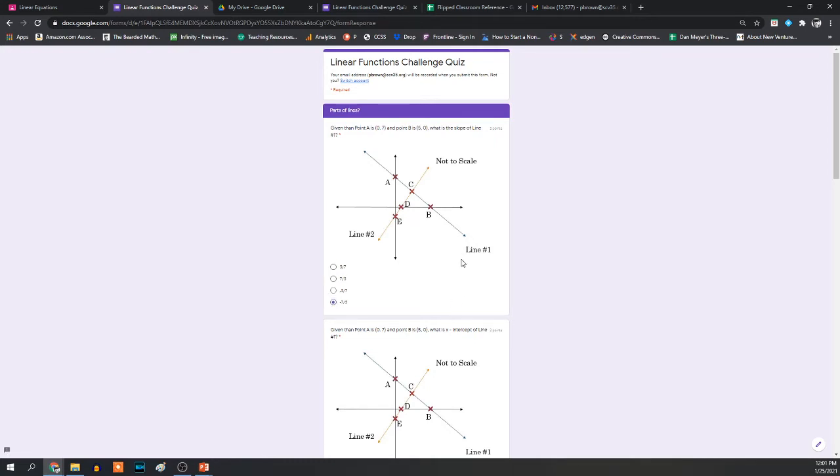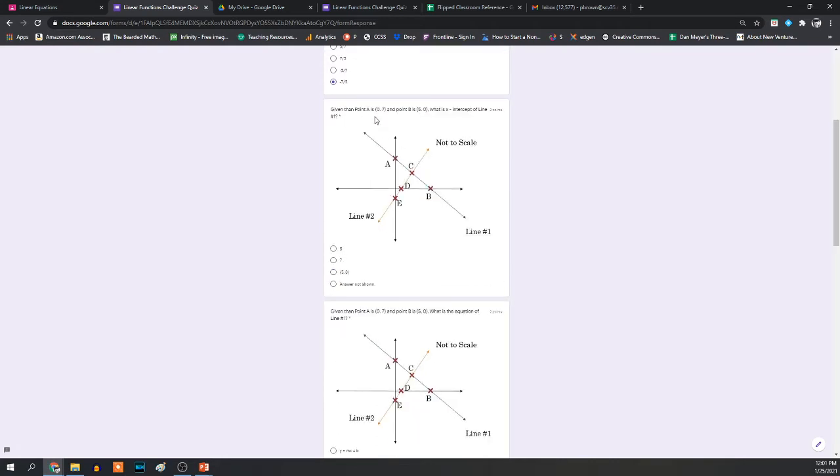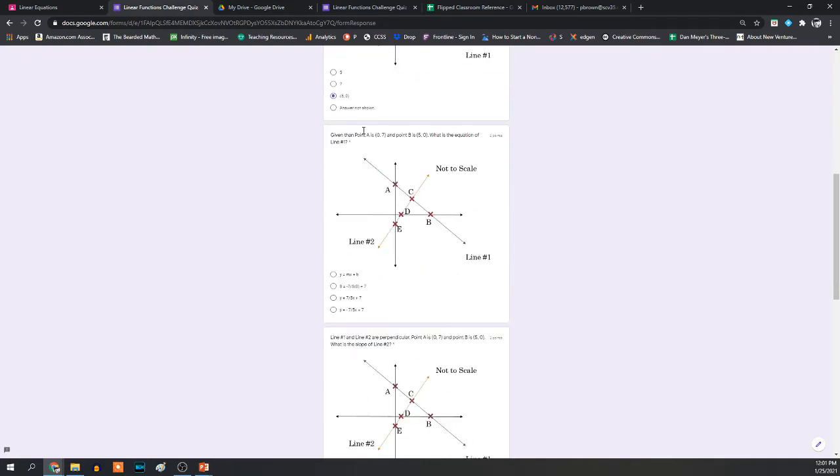I could use the formula as well, but I don't really need to in this one because I have a diagram and I can just count. So I go down 1, 2, 3, 4, 5, 6, 7, and I go over 1, 2, 3, 4, 5. That's true because they tell me the 2 points right there. Boom, got it. Given that point A is 0, 7, same one, what is the x-intercept of line number 1? Well, the x-intercept is where the graph crosses the x-axis, which is right here, and it tells me 5, 0. So 5, 0. All right.